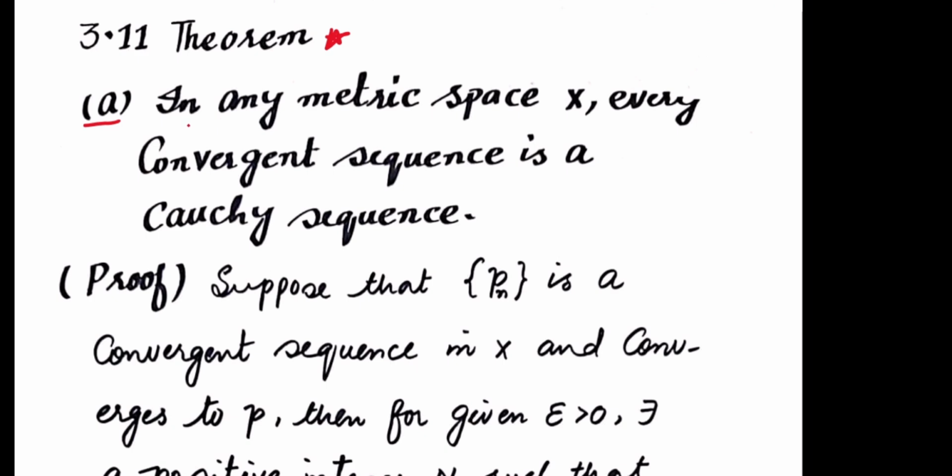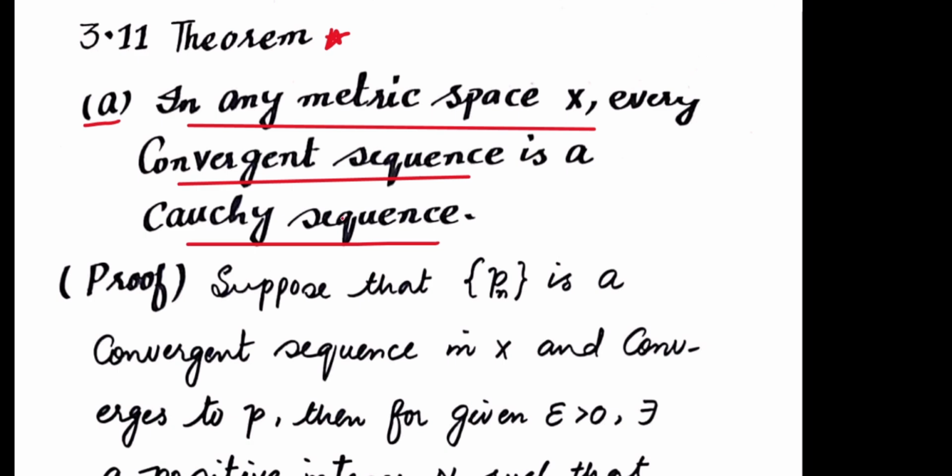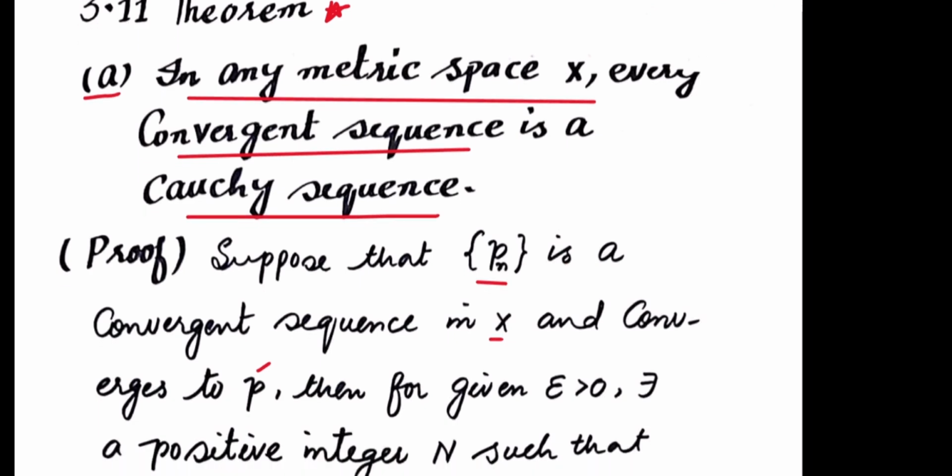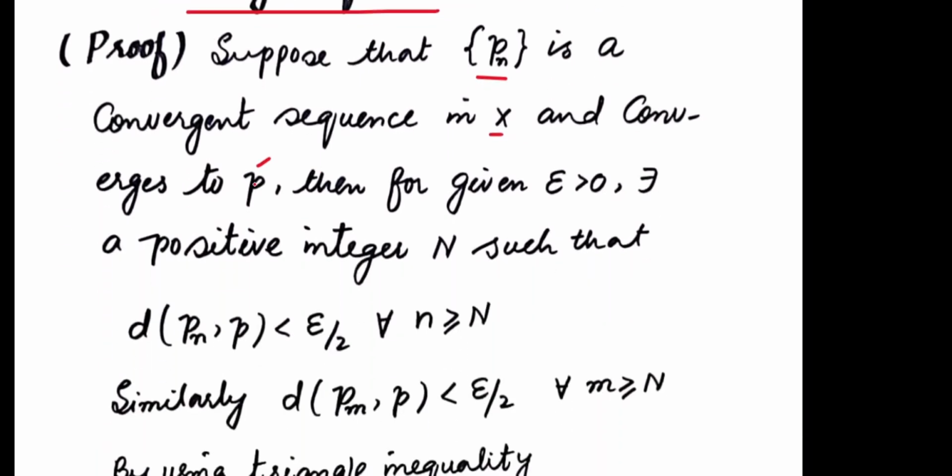In the first part, we have to show that in any metric space X, every convergent sequence is a Cauchy sequence. To understand this theorem, you just need knowledge of what a convergent sequence is and what a Cauchy sequence is. So firstly, I suppose a convergent sequence. Suppose that Pn is a convergent sequence in metric space X and converges to point P. Because it is convergent, it has some limit. I say this limit is P.